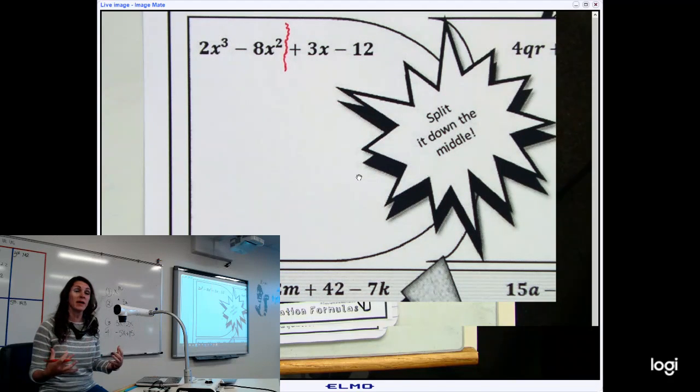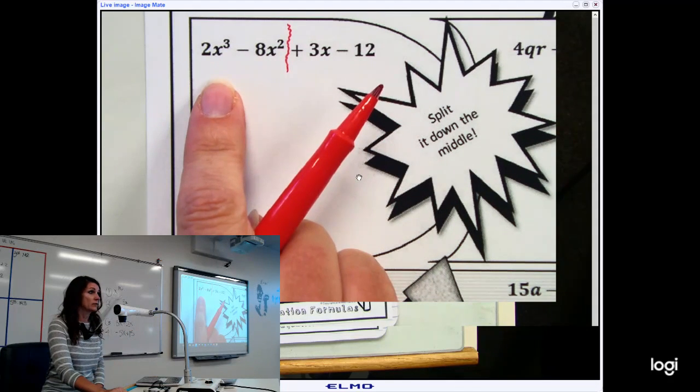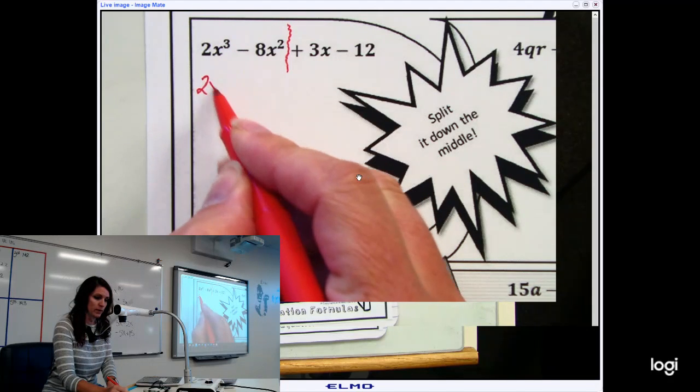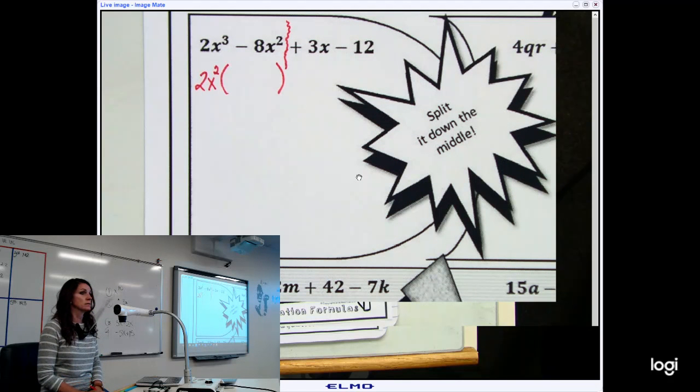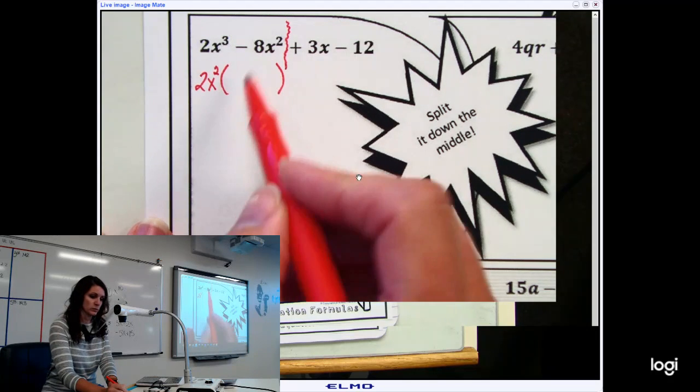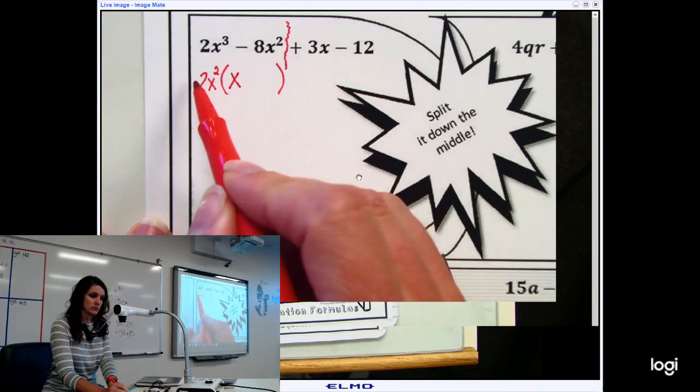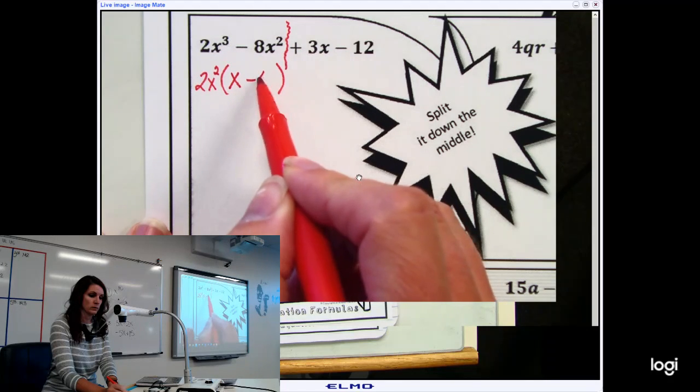Okay, now that I've split it down the middle, I'm going to look at the left-hand side and the right-hand side separately for a second. What is your greatest common factor on the left-hand side? 2x squared. Is she right? Is it 2x squared? 2x squared. And I'm still going to do the same thing. I'm going to factor it out and then put what remains in the parentheses. That'll be x minus 4. Oh, she did it so fast. Good.